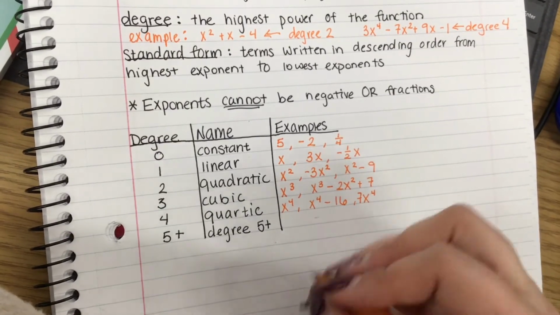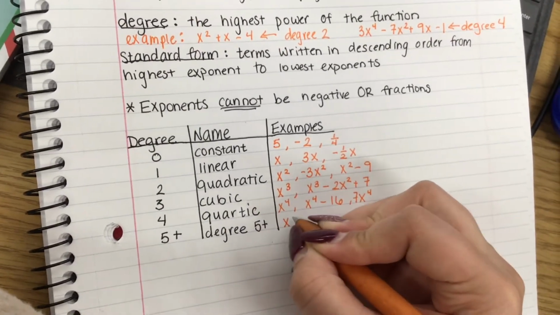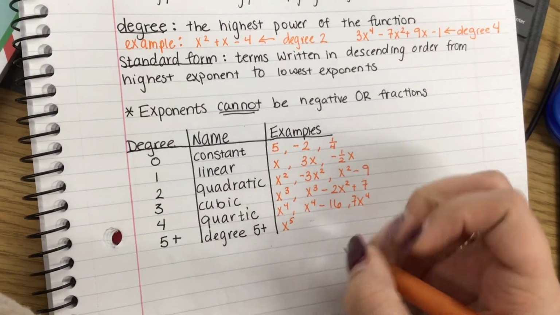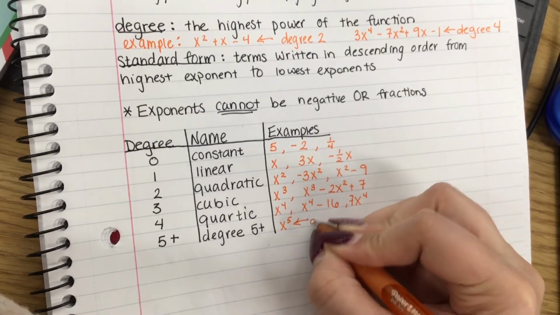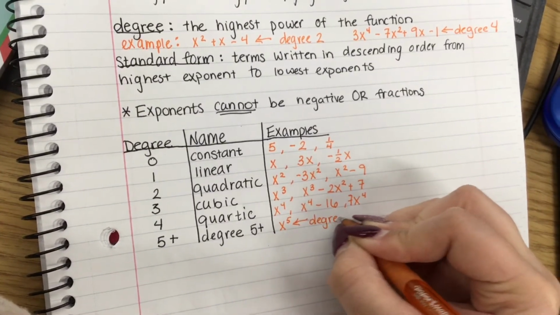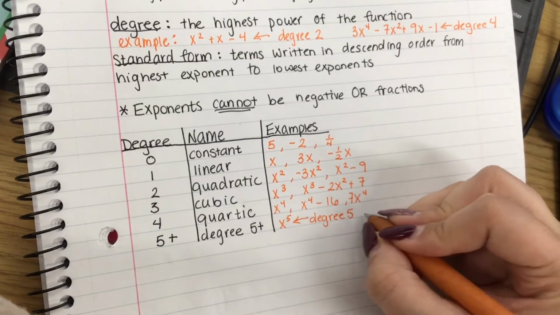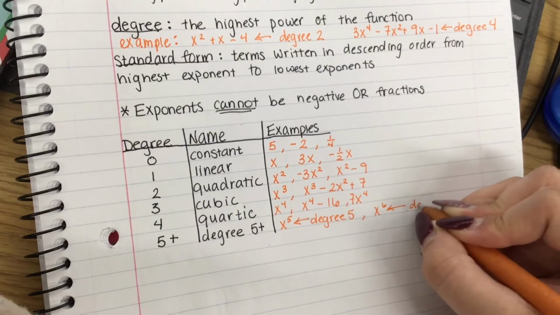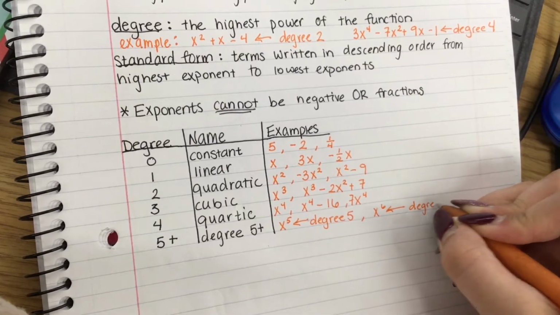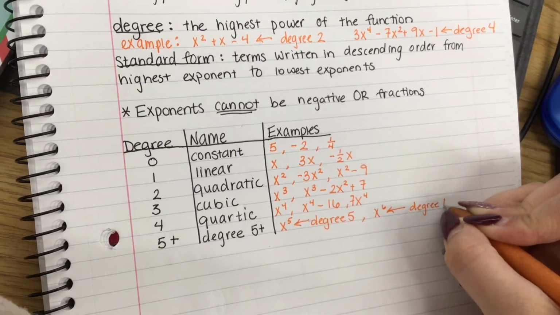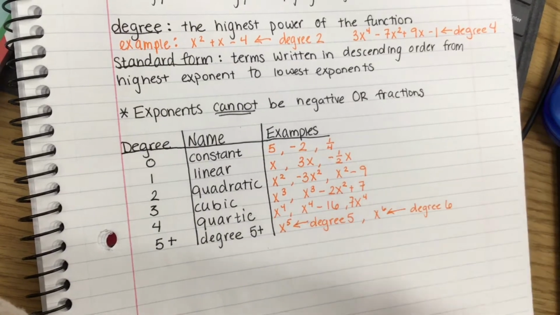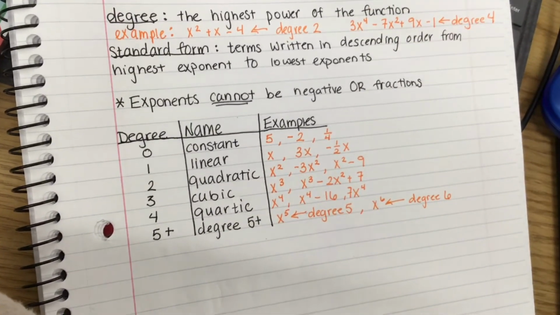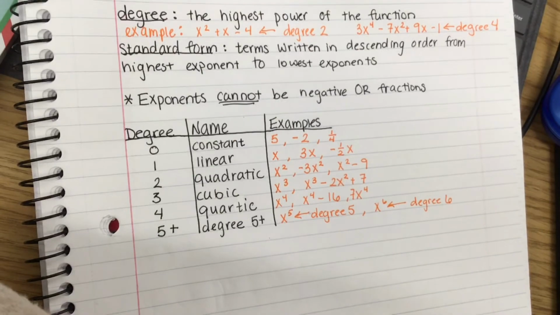And then anything higher than degree 4 we'll just call degree 5, degree 6. So for example, if I have a term that has x to the 5th, I would just call that my degree 5 term. Or if I had a term that was x to the 6th, I would just call that my degree 6 term. Understand that we can identify an entire polynomial as a certain degree polynomial, but we can also refer to each term with these special names.